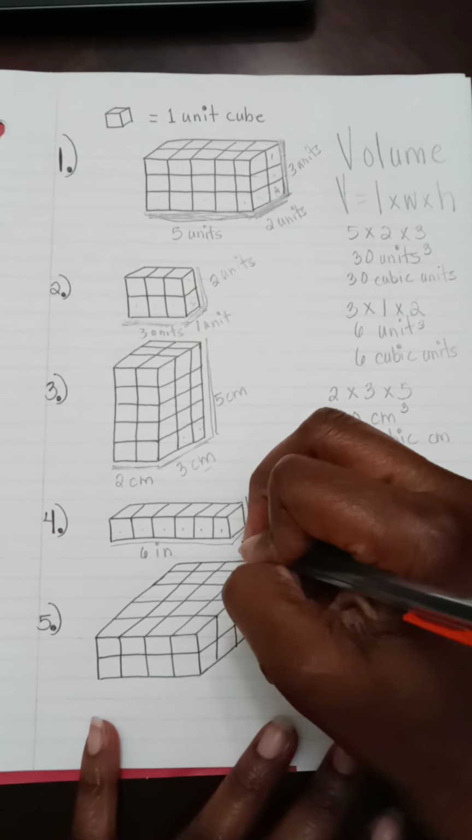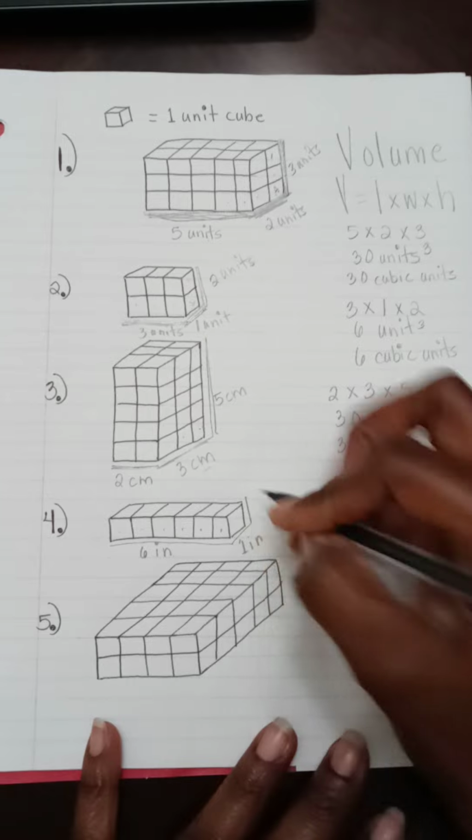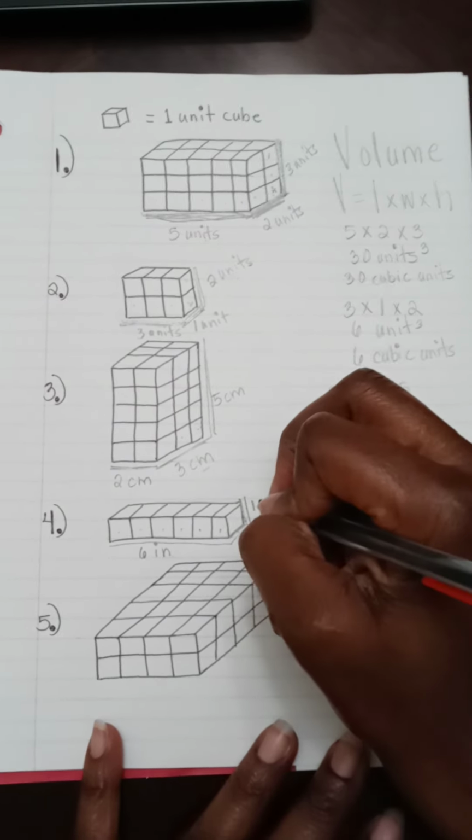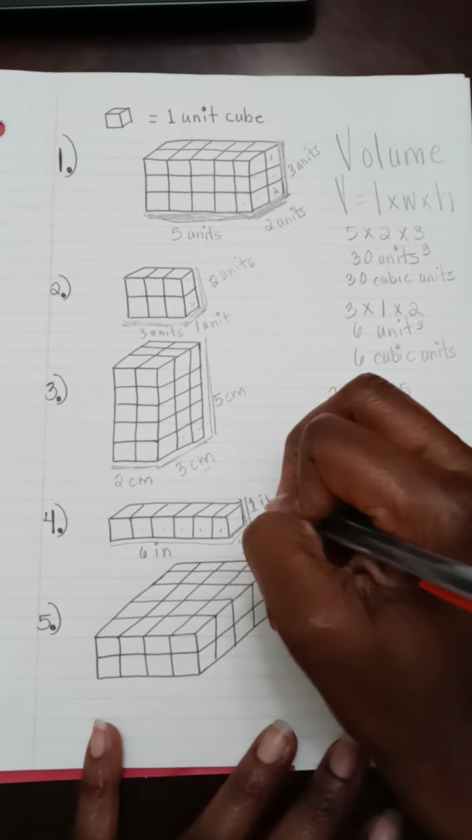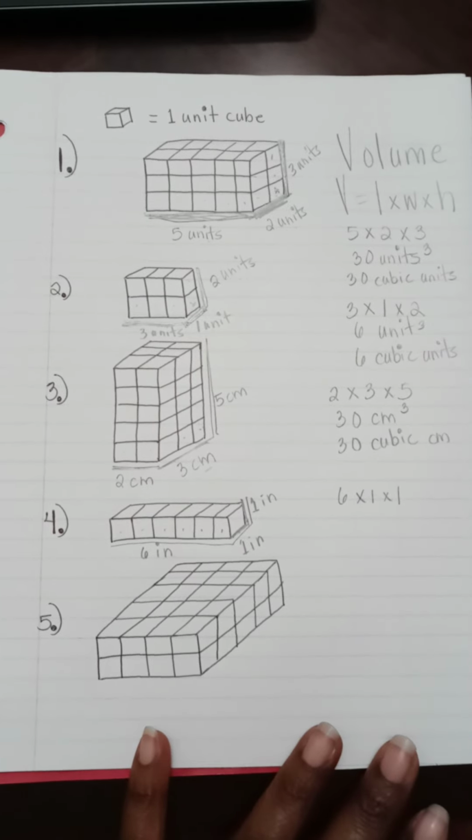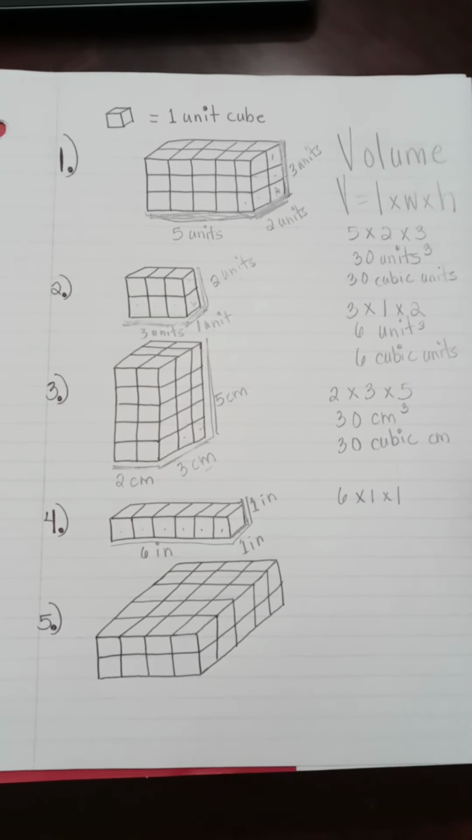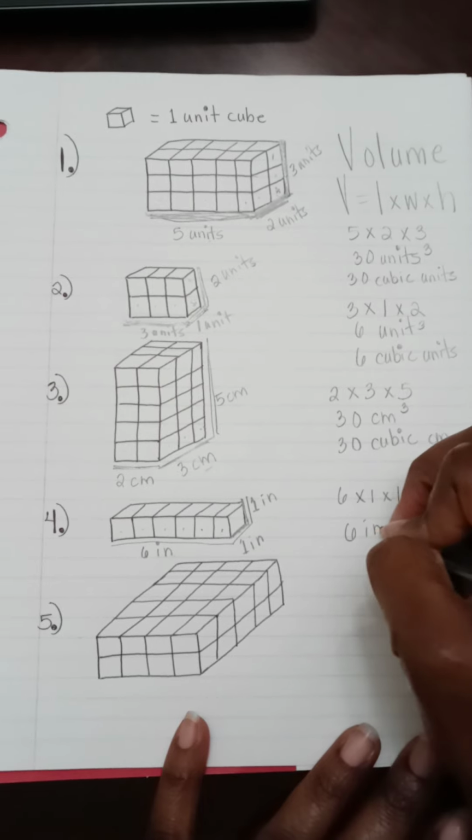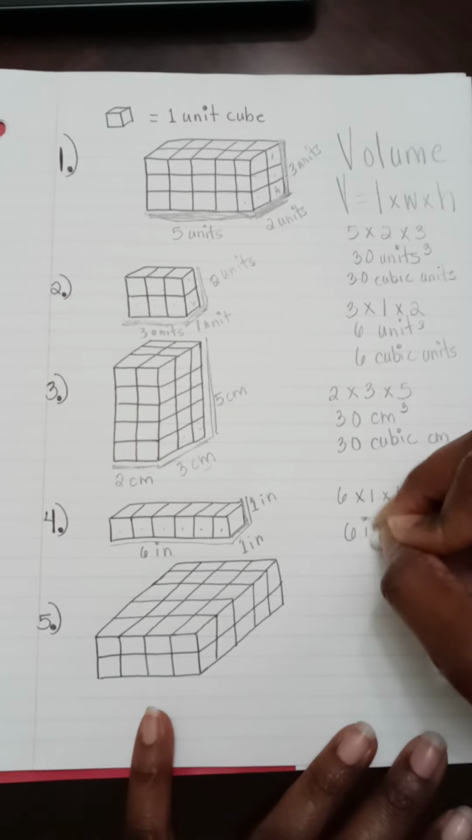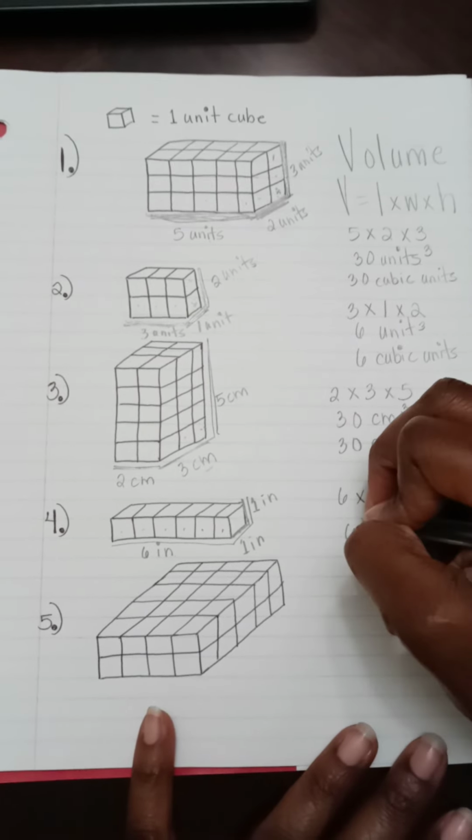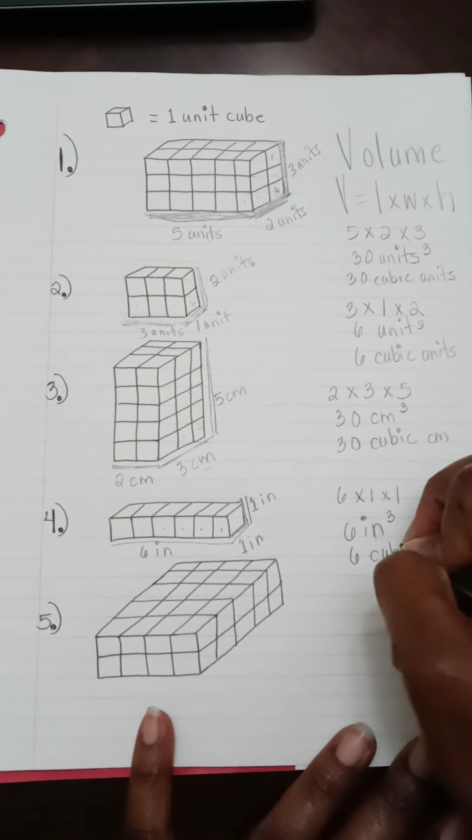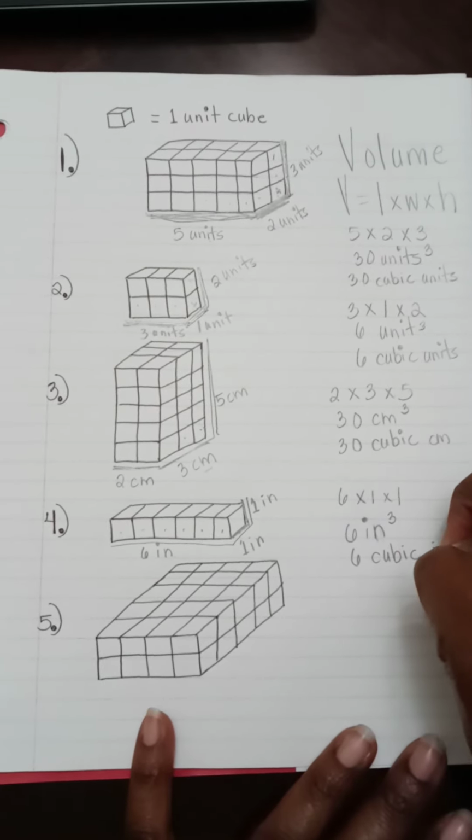On the side, I have 1 inch, because it's just 1 here. And I just have 1 going this way, 1. So 1 inch here also. So I'm going to multiply those numbers. I got 6 times 1 times 1. Well, I know any number times 1 is that number. So this is 6 inches cubed, or 6 cubic inches.